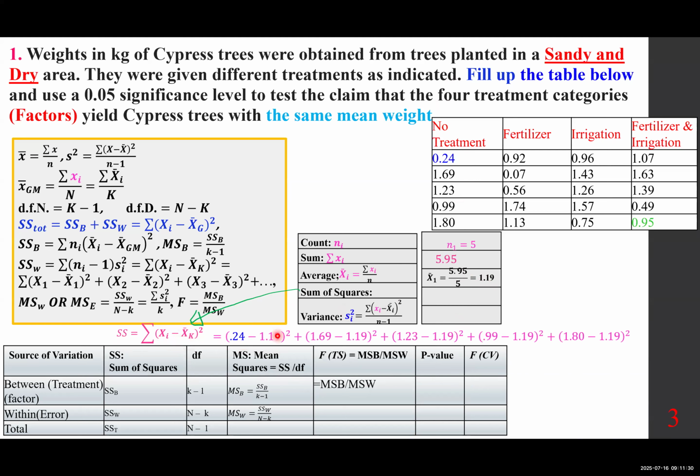So 0.24 minus 1.19 squared. 1.69 minus 1.19 squared. 1.23 minus 1.19 squared. 0.99 minus 1.19 squared. And the last number is 1.8 minus 1.19 squared. It doesn't matter in what order, because when you square it becomes positive. Add them up. That is called the sum of squares. And that happened to be 1.5662 for this case.